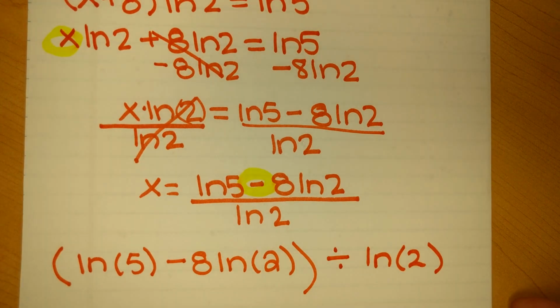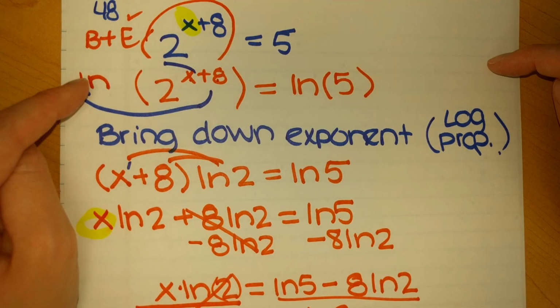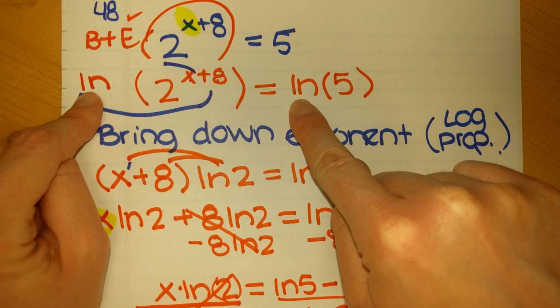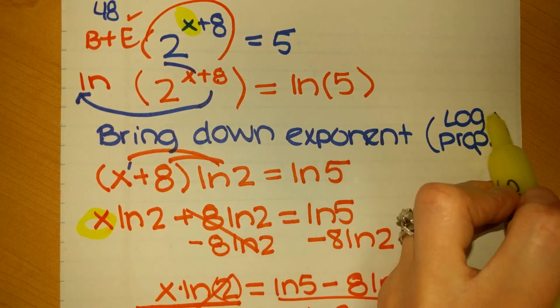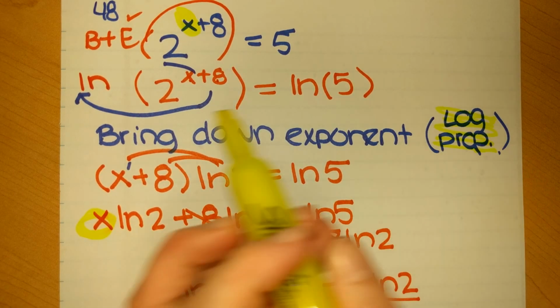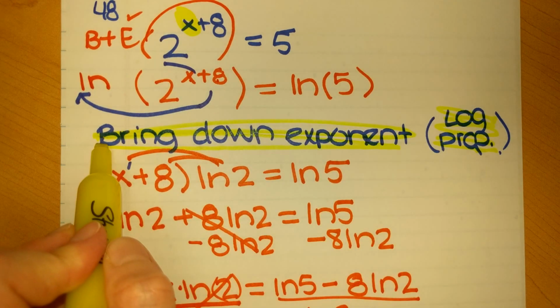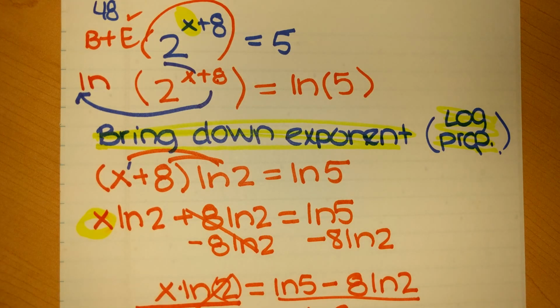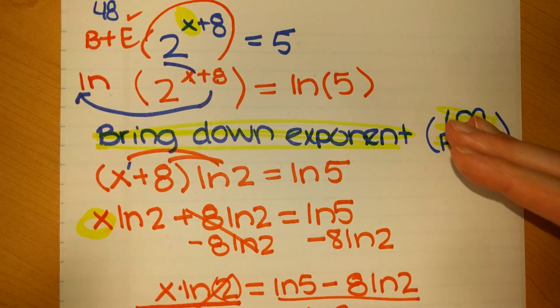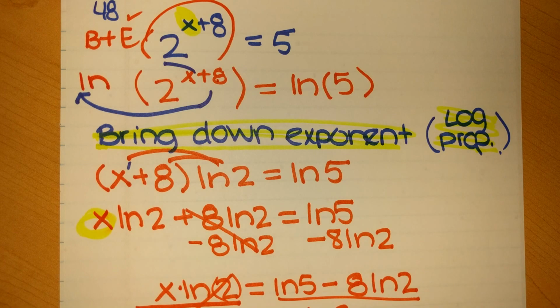Okay, so with this question, in summary, we could not get a common base, so we took the natural log. Taking the natural log allowed us to use our log properties that allowed us to bring down the exponent. Once the exponent is down, we then distributed and solved for x in a similar fashion to how we would do it without a natural log.